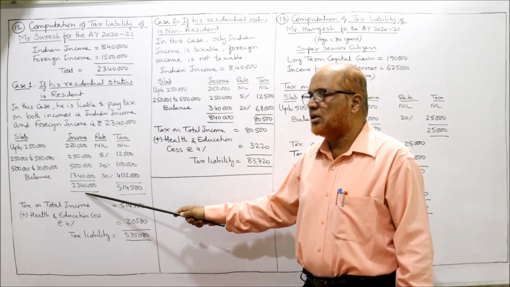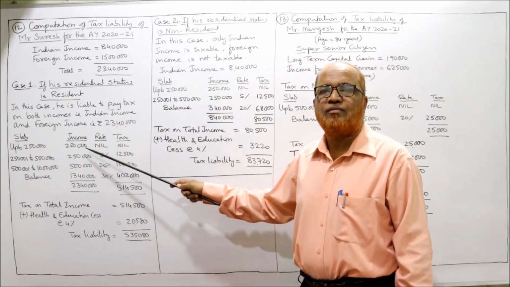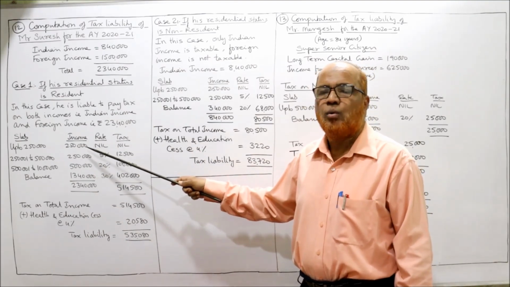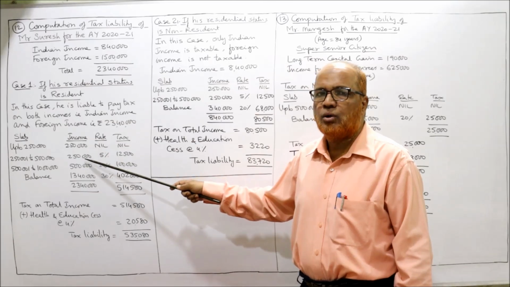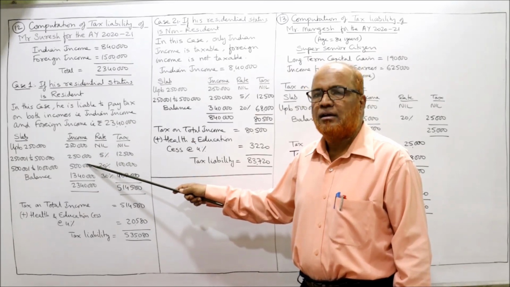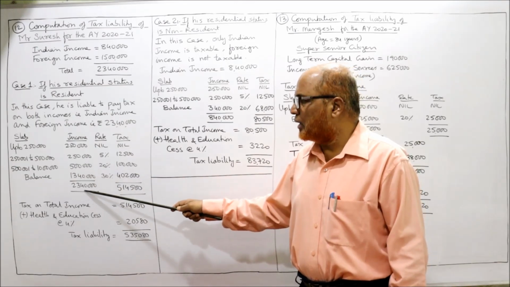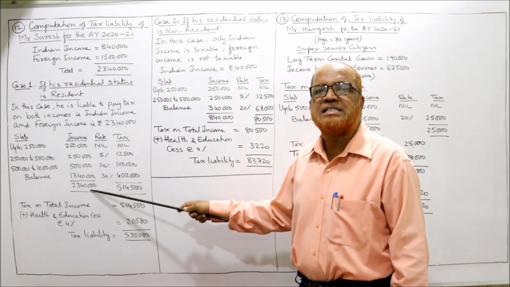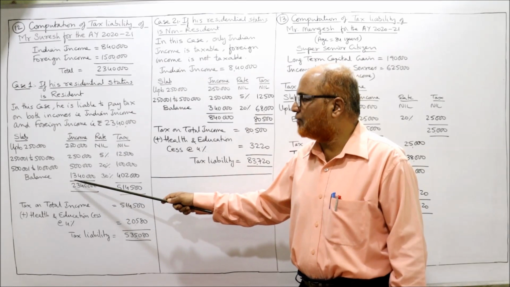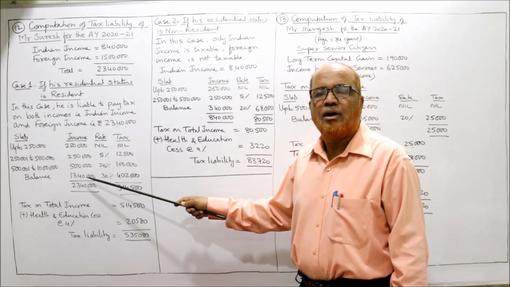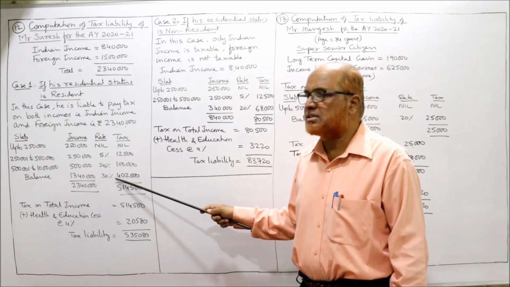23 lakh 40,000. From 23 lakh 40,000, first we deduct the three slabs. What are the three slabs? 2 lakh 50, 2 lakh 50, 5 lakh. Combined together 10 lakh. So 2340 minus 10 lakh, 13 lakh 40,000. This is the balance. On this 13 lakh 40,000, 30% is the tax.